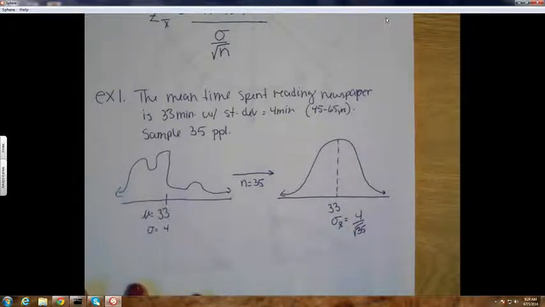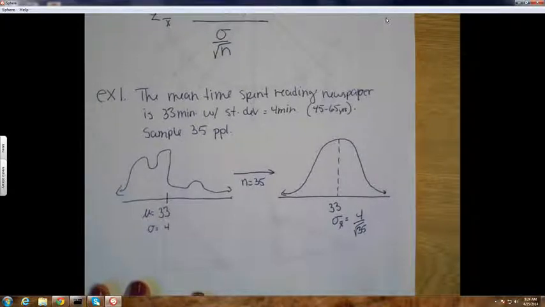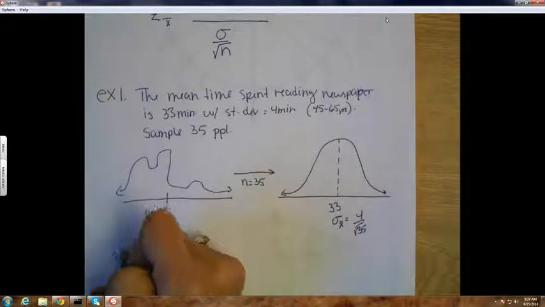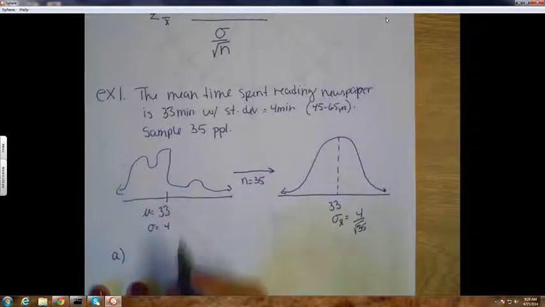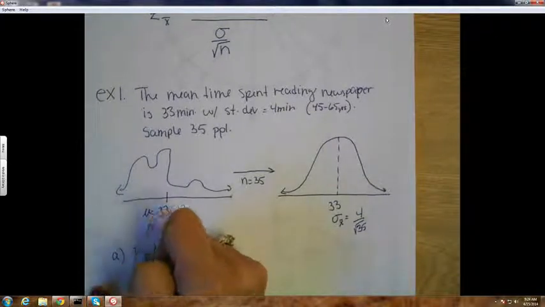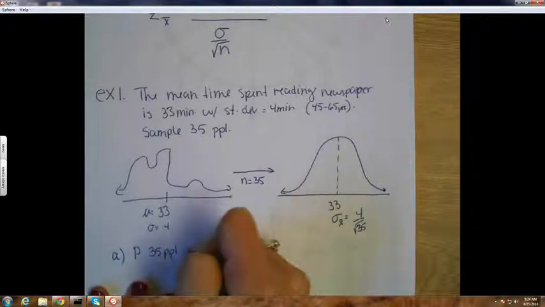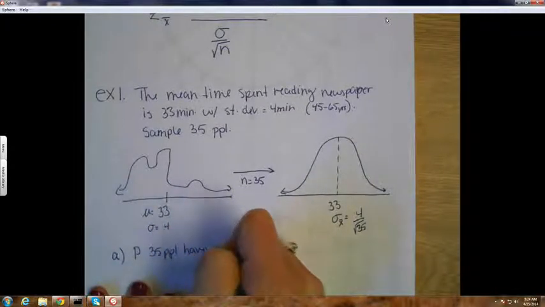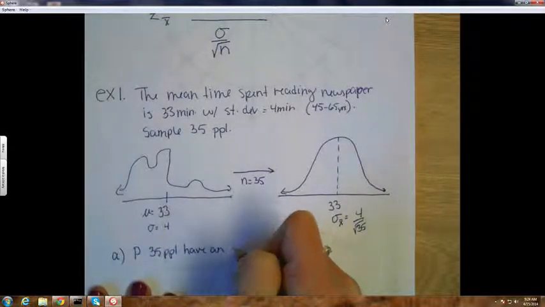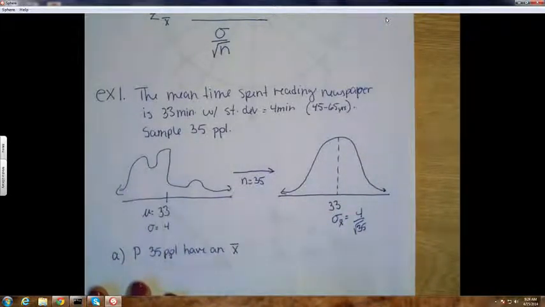So now that we know what the distributions look like, I can ask the probability question. What's the probability that your 35 people have an average reading time between 30 and 34 minutes?